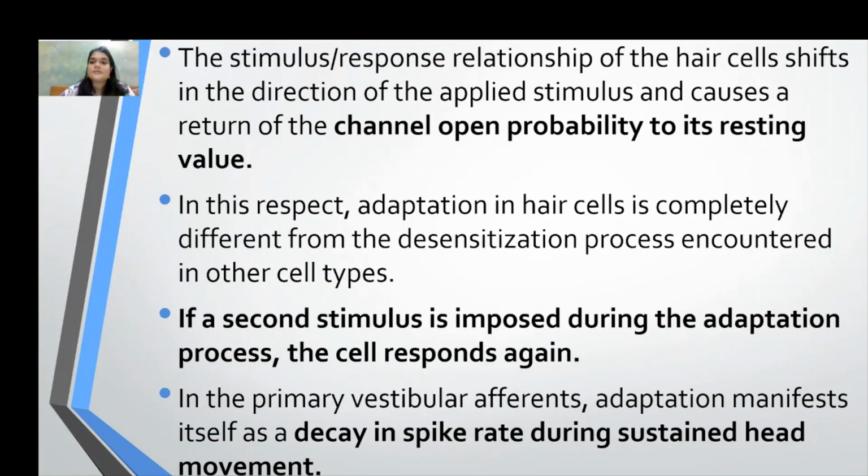So the stimulus response relationship of hair cells shifts in the direction of the applied stimulus and causes a return of channel open probability to the resting value. So this was resting. It got continuously stimulated. Now this is resting. Now this is stimulated, but this comes to its resting value. This is different from desensitization, because if a second stimulus, a bigger stimulus, is imposed during adaptation, the cell will respond again. So it is not desensitization.